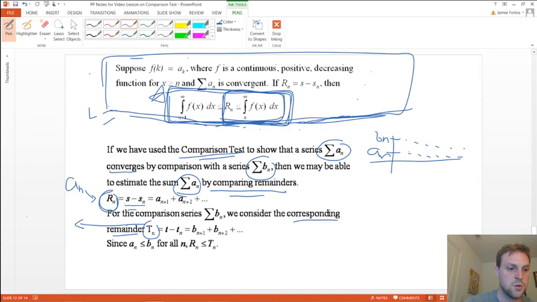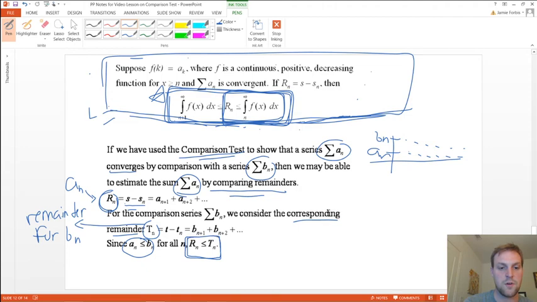So this is your remainder for b sub n. So we have those two remainders. Then since b sub n is greater than a sub n, since this is true, then that means that the remainder for b sub n, t sub n, is also greater than or equal to the remainder for a sub n, r sub n.